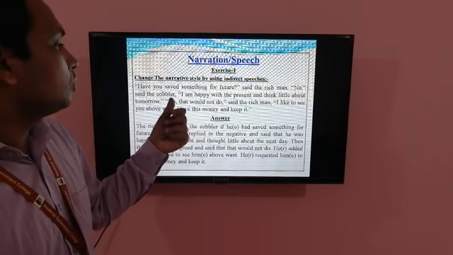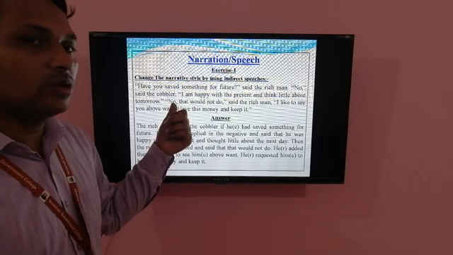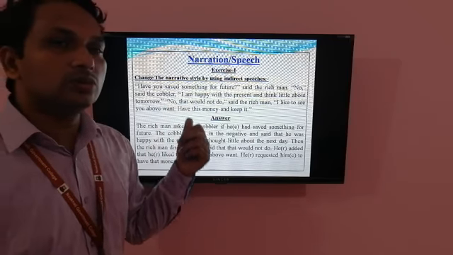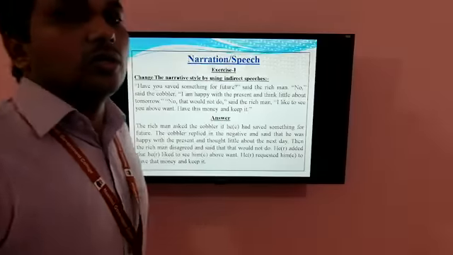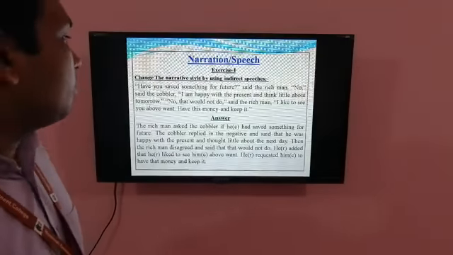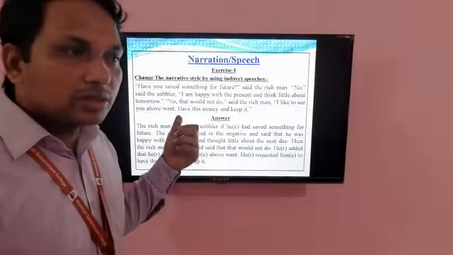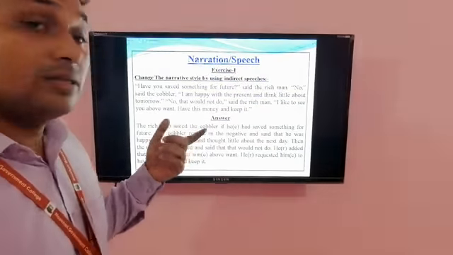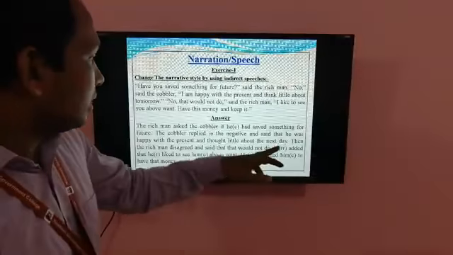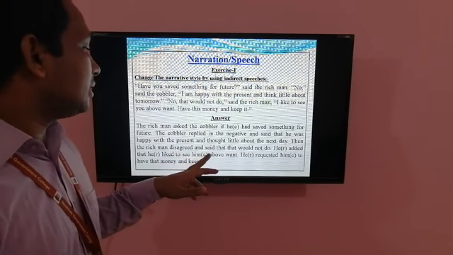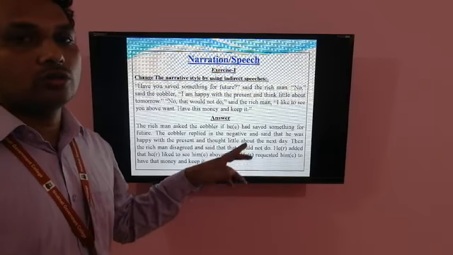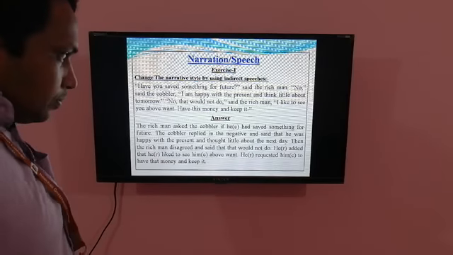No, that would not do. Look at this, notice this no. This no is not used to reply. This is actually used to disagree with the cobbler. So we have to write disagree. So our answer will be like, then the rich man disagreed and said that that would not do. Alright.